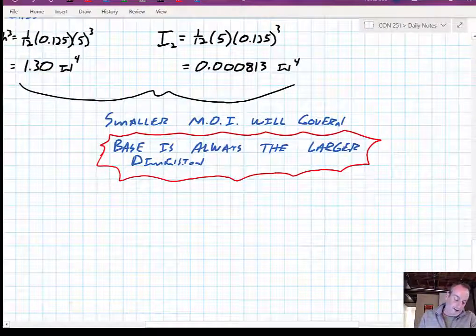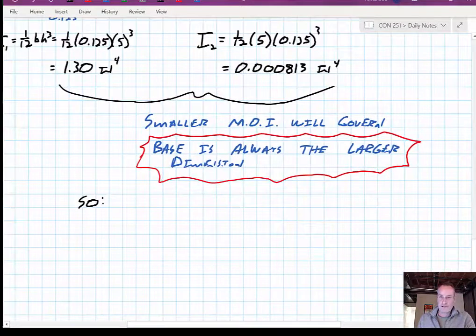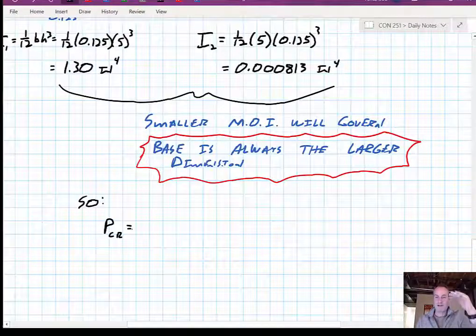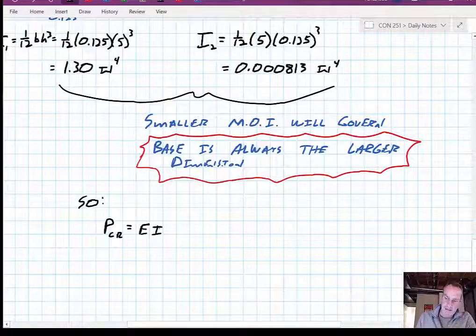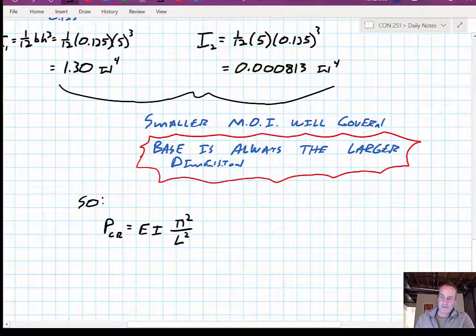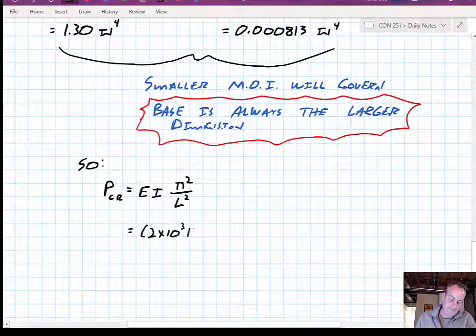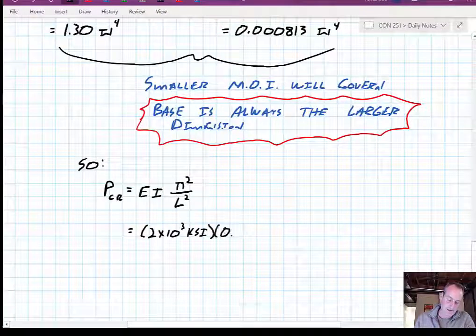So let's get back to this problem and finally figure out what kind of force I'm actually applying to that wood member. We said that the critical force that would cause instability or buckling is equal to EI times pi squared over L squared. So subbing in my numbers, our E is 2 times 10 to the 3rd kips. We're always dealing in kips and inches, so make sure your units are okay, right?